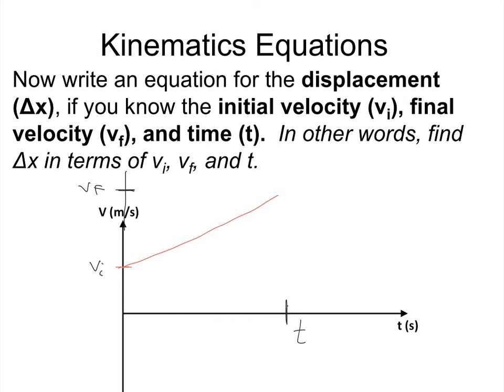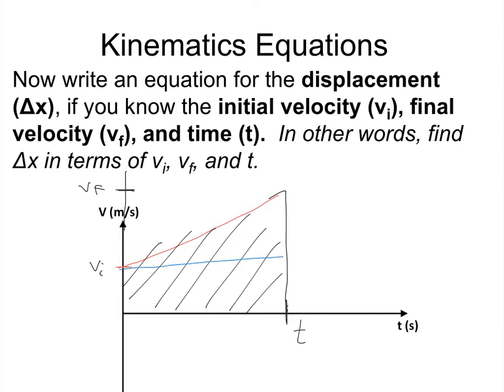Alright, now you've had a chance to try it. The way we're going to find the displacement is we're simply going to look for the area under the curve. And I'm going to break this into two different shapes. I'm going to have a rectangle here and a triangle here. So I'm going to say my area is base times height. So for the rectangle there, it's going to be VI times t. So that's area 1. Area 2, the triangle, is 1/2 base times height.